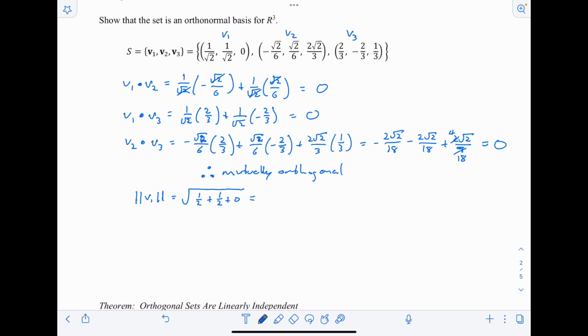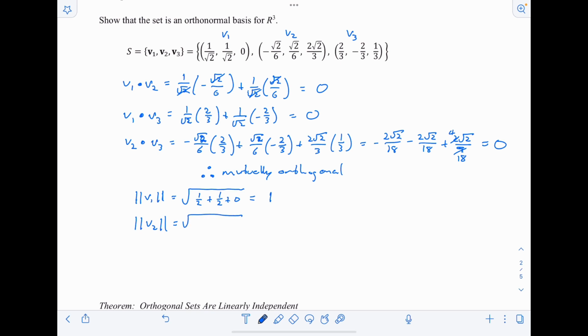1/4, what did I do wrong here? Oh no, I didn't do anything wrong. 1/2, wow, I'm multiplying when I should be adding. 1/2 plus 1/2 is 1. And so the square root of 1 is 1. That was close. All right. Next one, V2. Let's hope this one goes a little bit better.